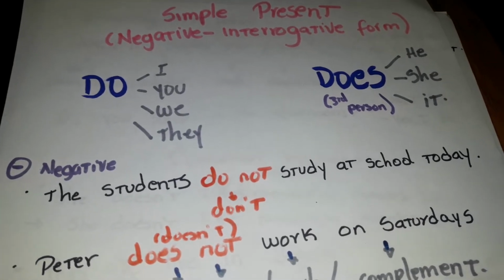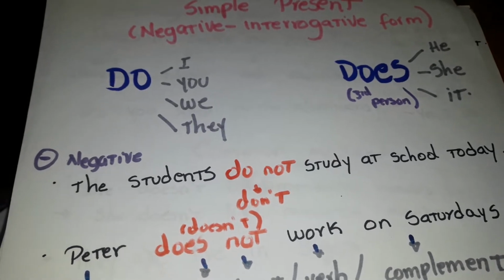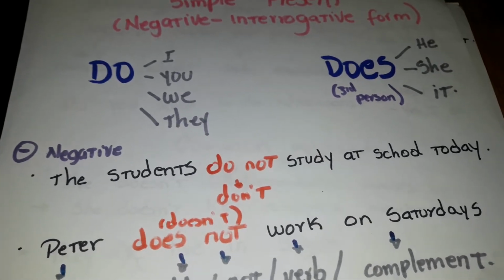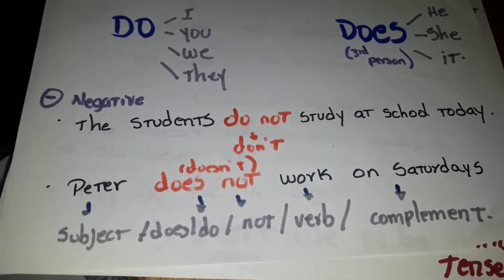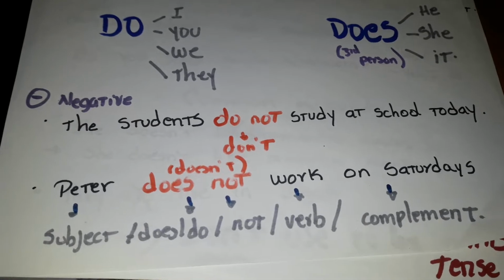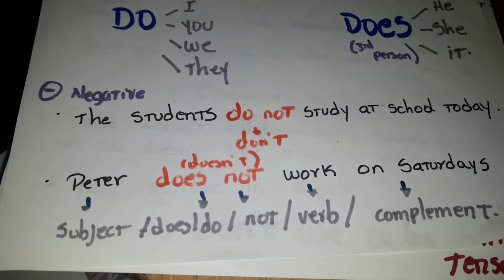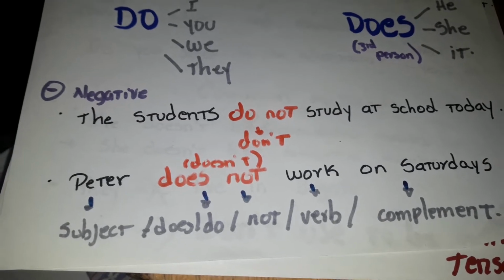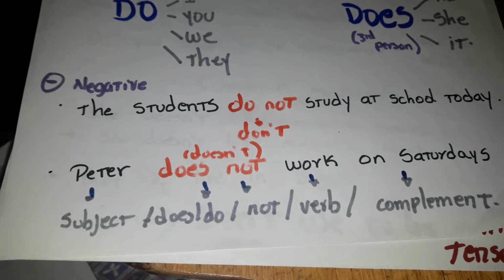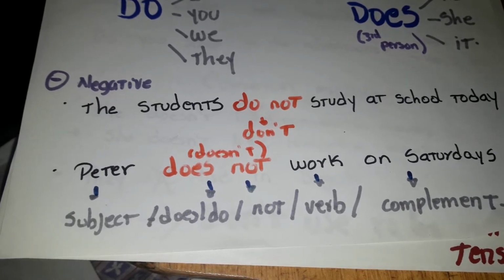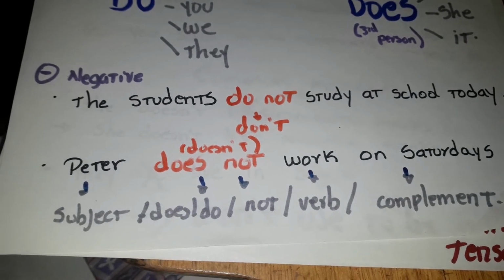If you look at the example, you use do when you have these subjects: I, you, we, or they, and does in third person: he, she, it. This is an example in negative form. The student do not study at school today. You can use the long form, do not, or you can use the short form, don't. The student don't study at school today. Okay, this is the negative form. Another example is Peter does not work on Saturdays, or Peter doesn't work on Saturdays.